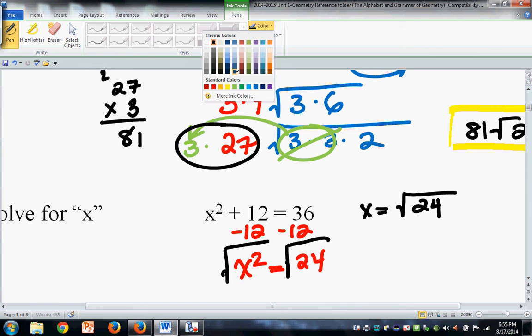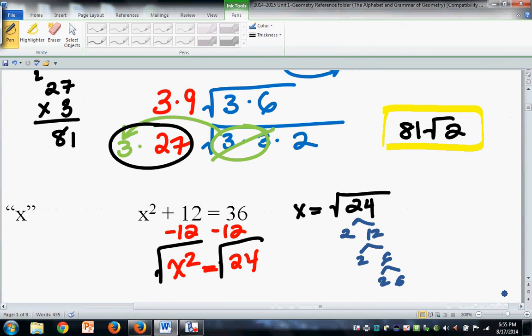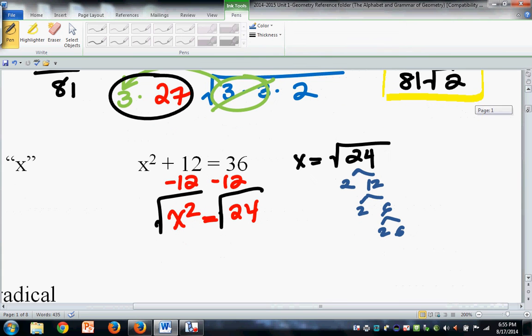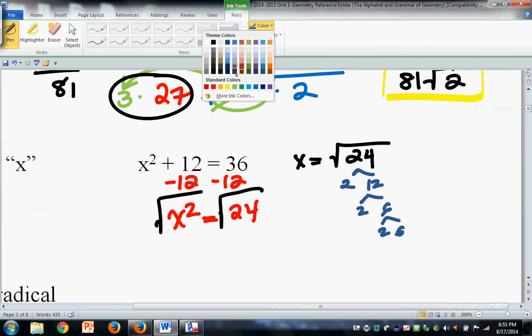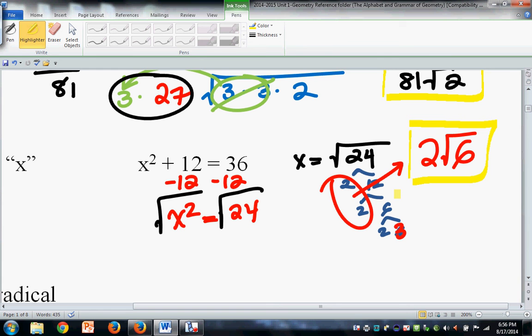But you can simplify this a little bit. So we're going to simplify it. That's going to be 2 and 12, 2 and 6, 2 and 3. So we look for our pairs, and we have a pair of 2's that can come out. So I have 2 square root of 6, which is your final answer there.